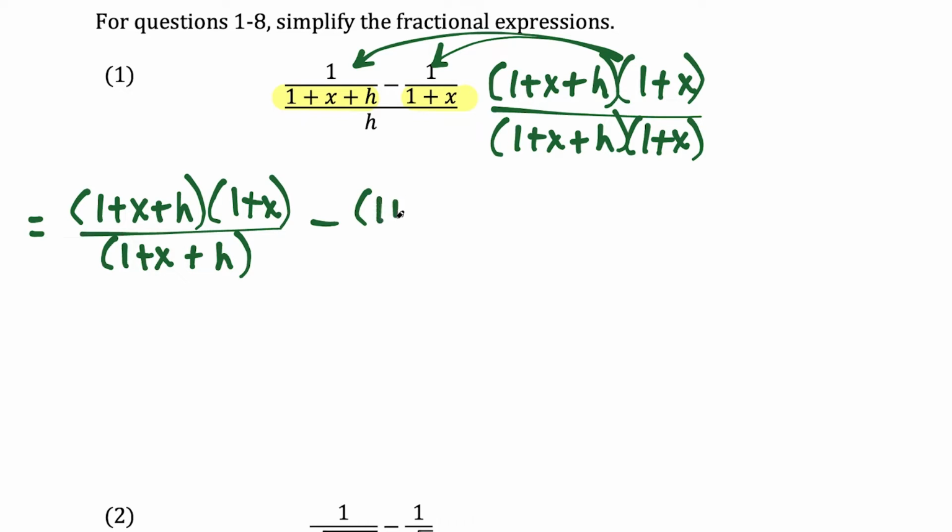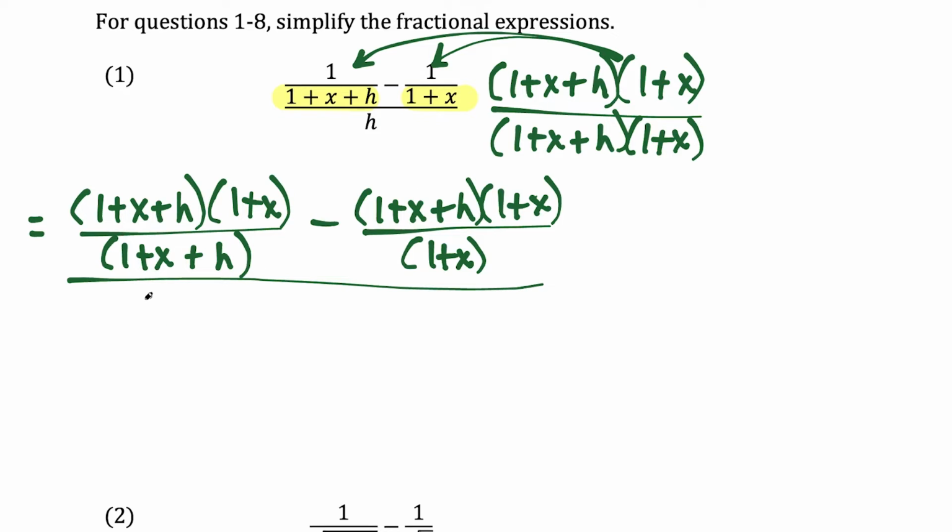We have 1 plus x plus h times 1 plus x, and we are dividing by this denominator, which is just 1 plus x. And now our entire denominator is h times 1 plus x plus h times 1 plus x. And now let's pay attention to the top here. Notice these terms cancel out as well as these terms.